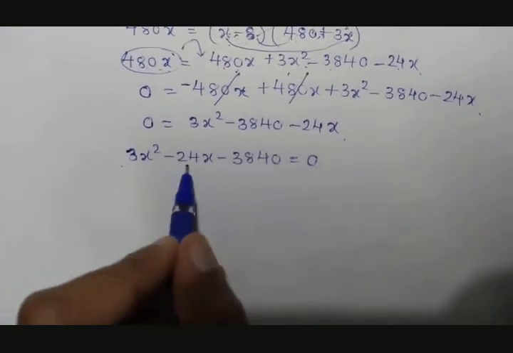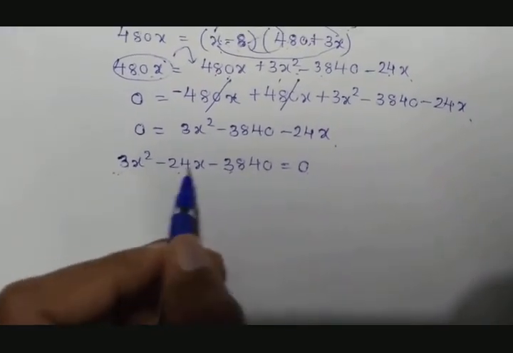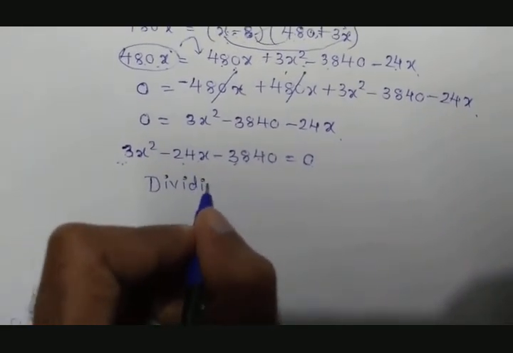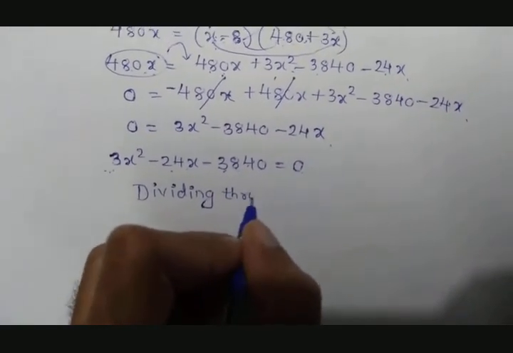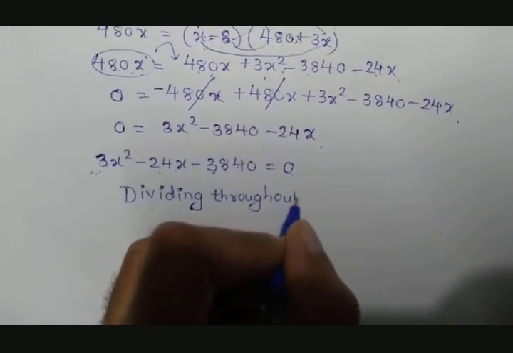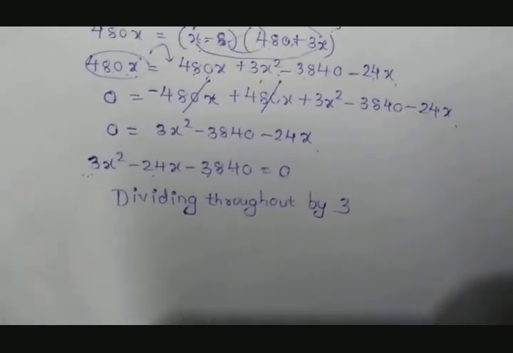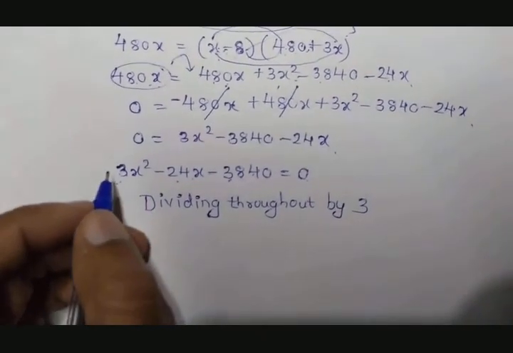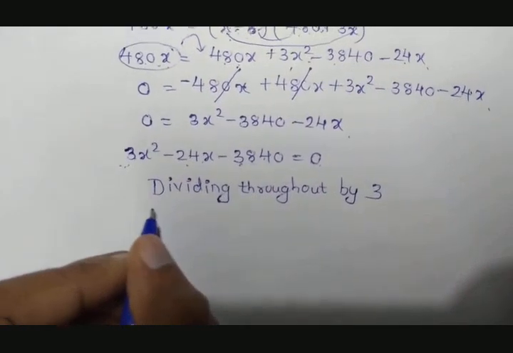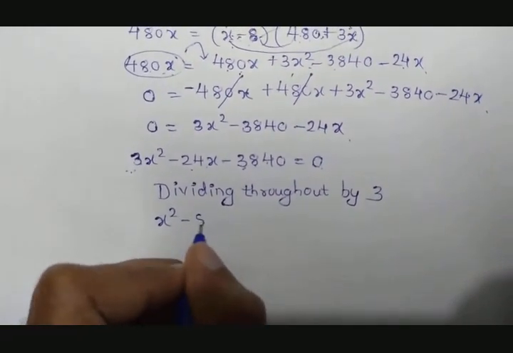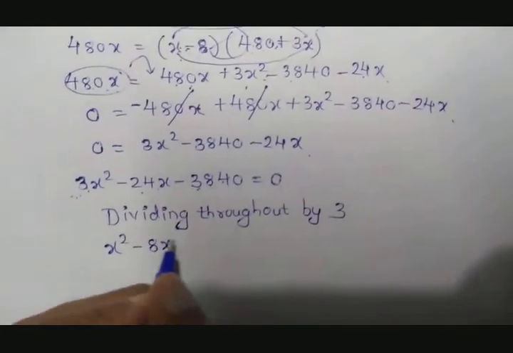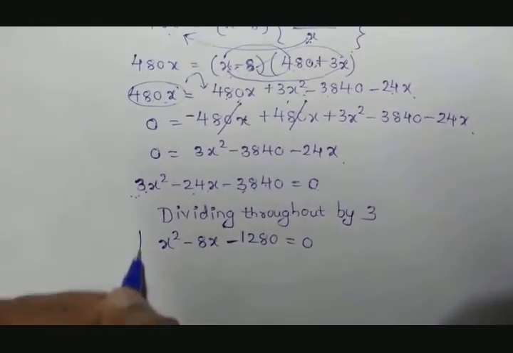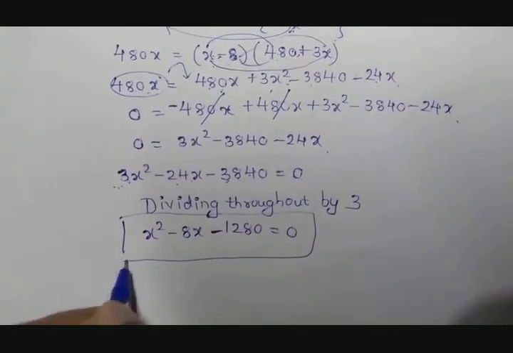So since all these three coefficients are multiples of 3, we will divide it by 3. Dividing throughout by 3. So we will be getting x square minus 8x minus 1280 equals to 0. So this is how you represented the given situation in quadratic equation form.